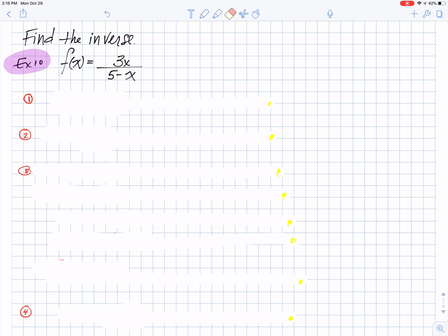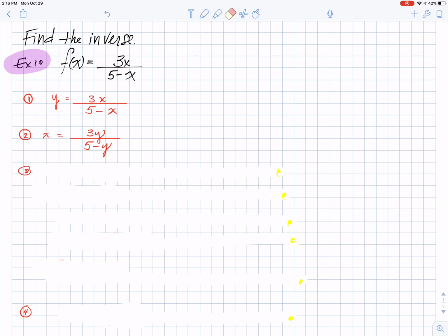And the very first thing in the how-to list is that you want to change f of x into a y. So you see that I've rewritten the function, and instead of writing it with an f of x, I wrote it with a y. Second thing in your how-to list is that you should trade the x's and the y's. So you notice that all of my x's I wrote as y's, all of my y's I wrote as x's.